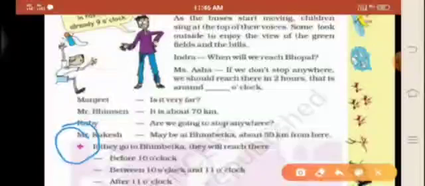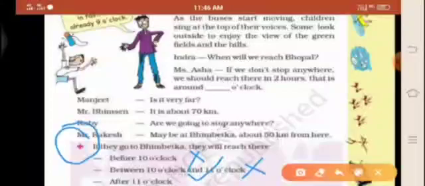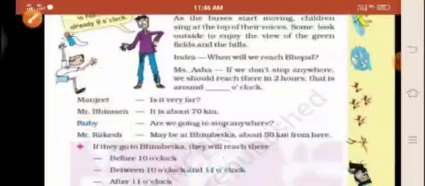No. After 11 o'clock. Yes. So the answer is after 11 o'clock they will reach there. Now we will start with page 27.